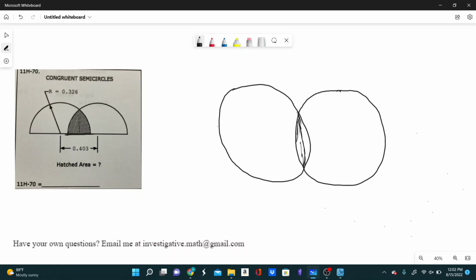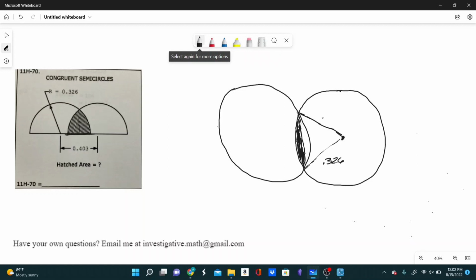So I'm going to be finding this area now. And this is an area we know how to find. This is the area of a segment of a circle. So the way you find this area is, well, first of all, let's draw what we know. We know that the radius of one of these circles is 0.326. We know that just from the problem. So that's 0.326, and this is 0.326. I don't need to write it twice, though. Those both are equal because they're both radii.